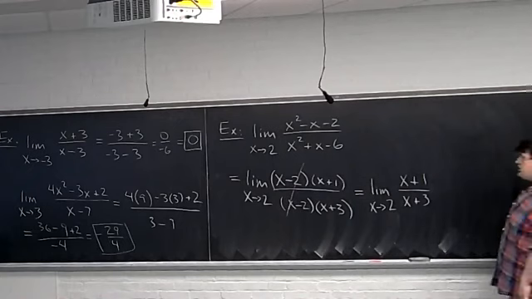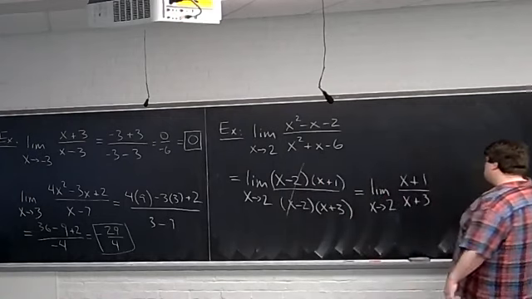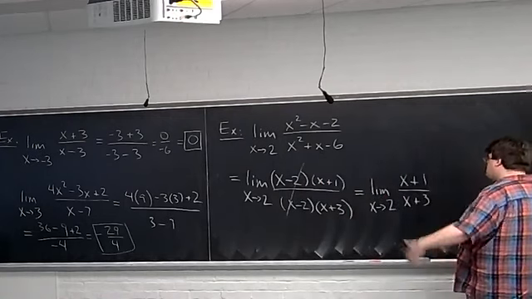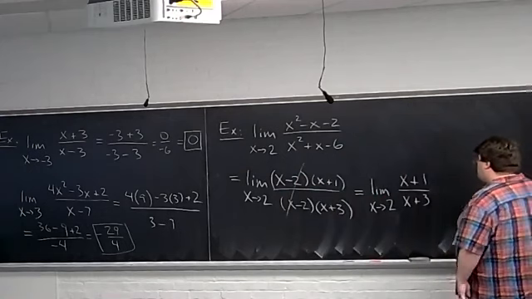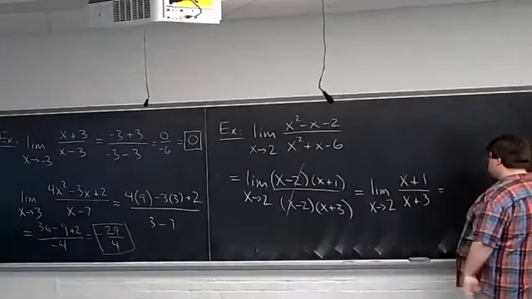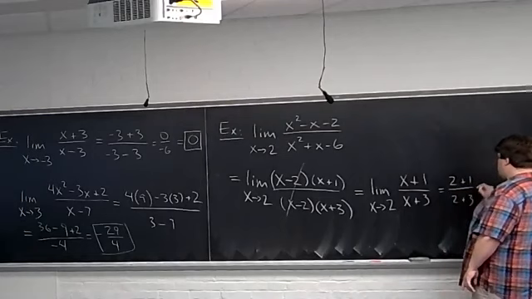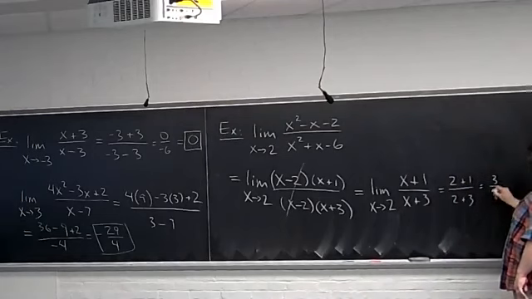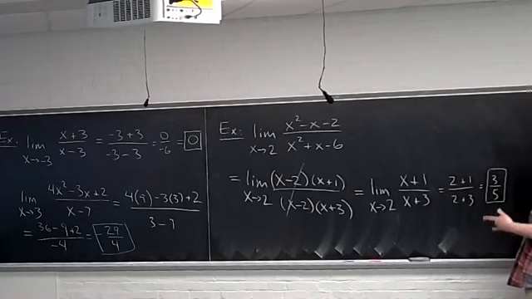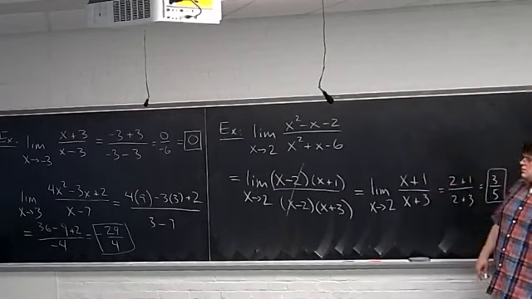Okay, so now what can we do? We did some algebra, something canceled. Are we left in case 1 and 2? Meaning, can we do a direct substitution? Well, what happens upon direct substitution here? X equals 2, you get 2 plus 1, x equals 2, you get 2 plus 3. So we have 3 on top, 5 on the bottom. We're in case 2. So the limit is 3 divided by 3/5. Any questions about this one?